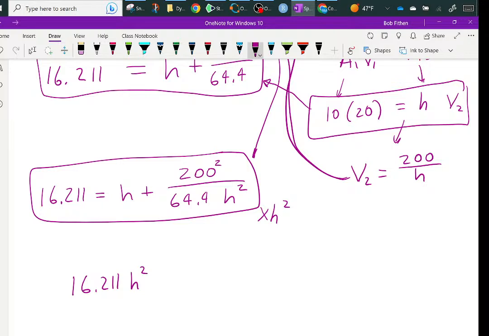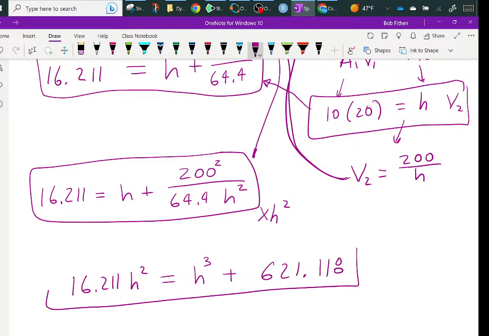And then, let's see, do I want to move everything to the left or right? Well, I'll just do this. H to the third plus, let's see, what's 200 squared over 64.4? That is actually 621, so I'll just erase that. 621.118. So now I'm going to see if it'll solve that. I bet it won't, but it might, but I doubt it.